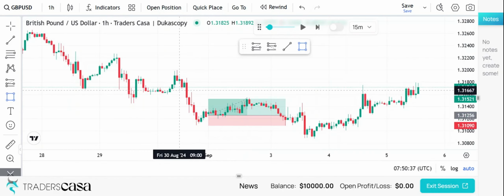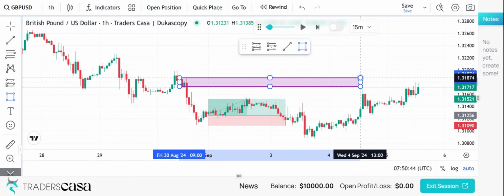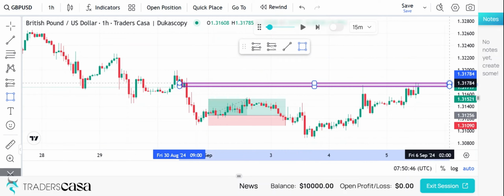Alright guys, welcome back. Today we're going to show you how we analyze a trade. We're going to pull out the trade in this particular instrument here.